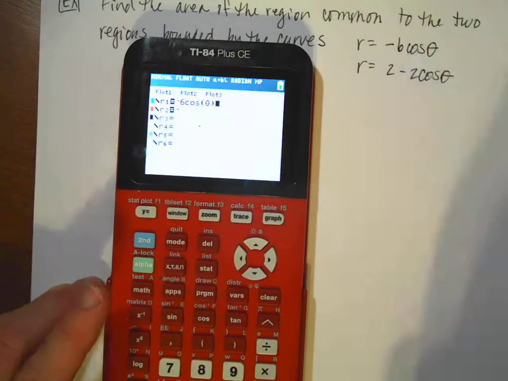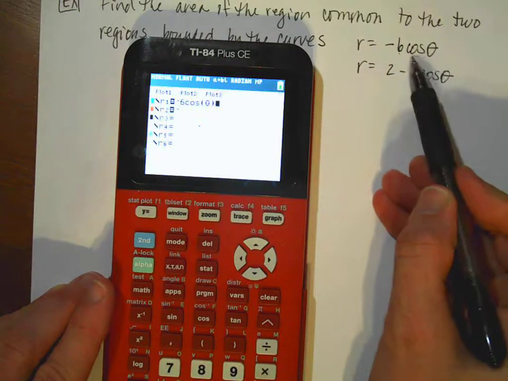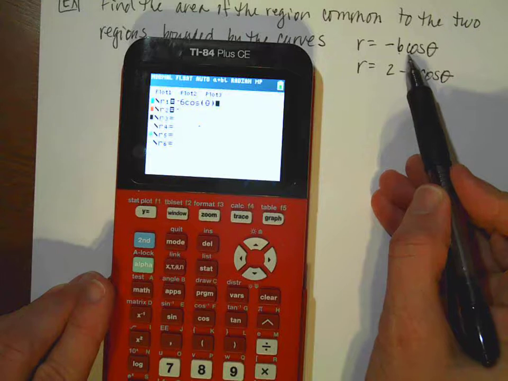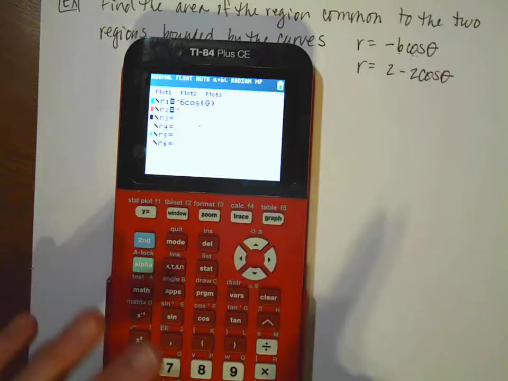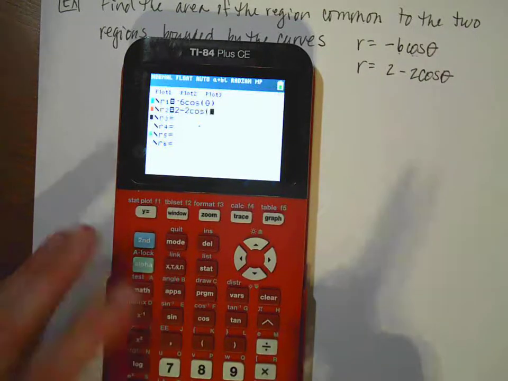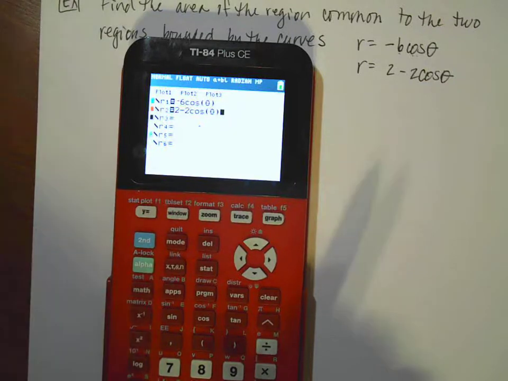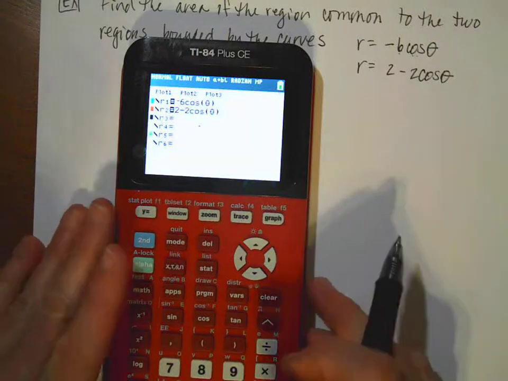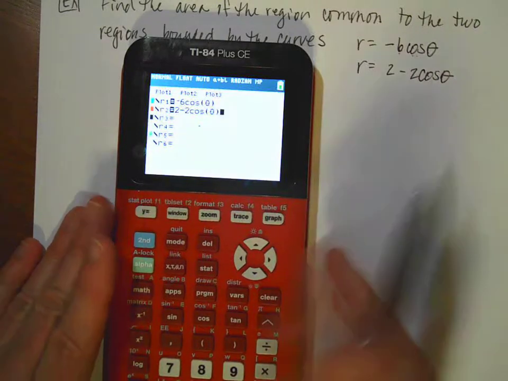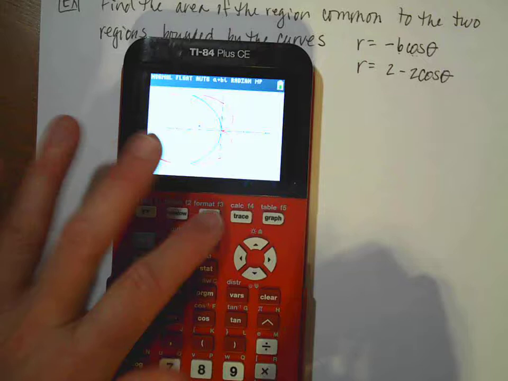-6 cosine theta. And then remember, this one is a circle, and it's been moved along the x-axis, or the horizontal axis, right? And this one would actually be moved to the left. So that's actually pretty easy to find. And then this one's 2 minus 2 cosine theta. Okay. This one is a limacon, and it doesn't have an inner loop because A divided by B is 1, and it's also going to be symmetric about the x-axis. So I'm going to graph it.